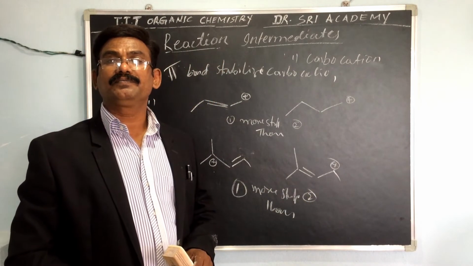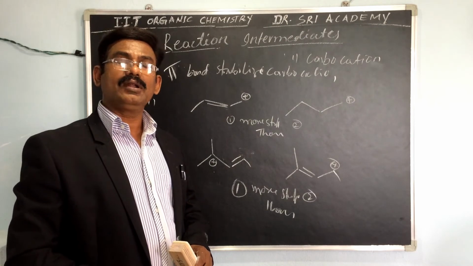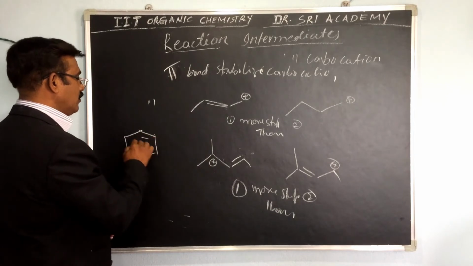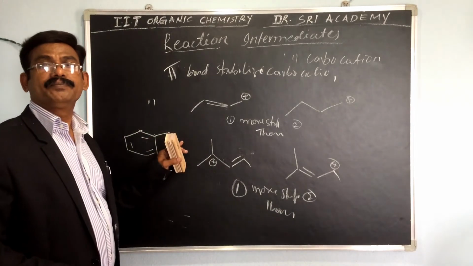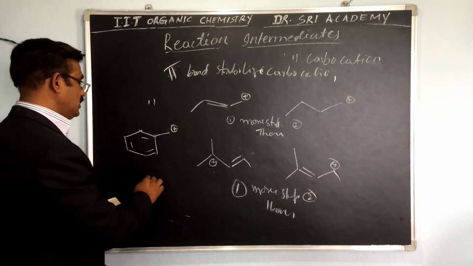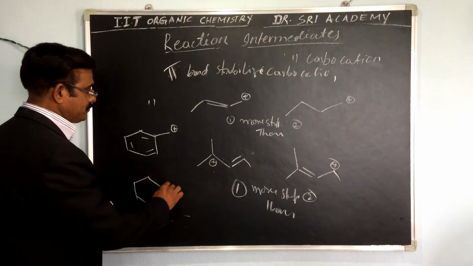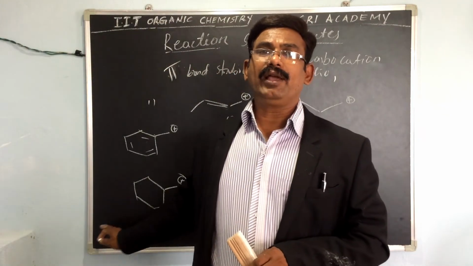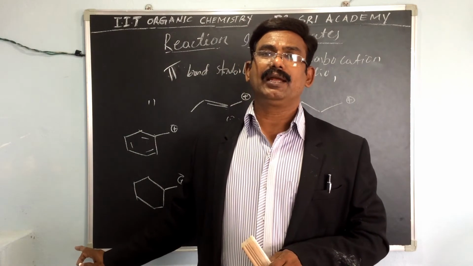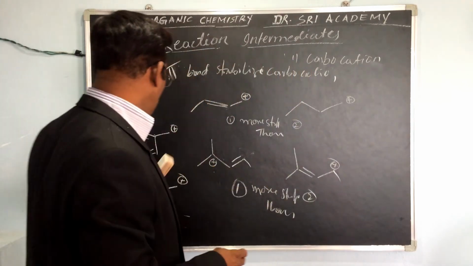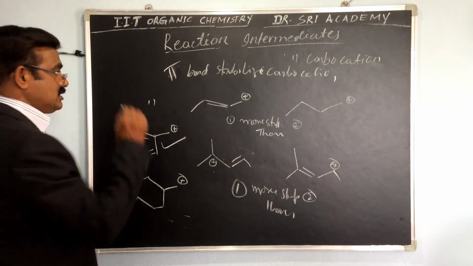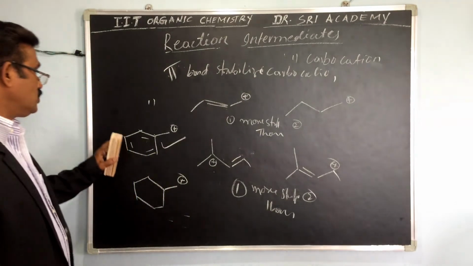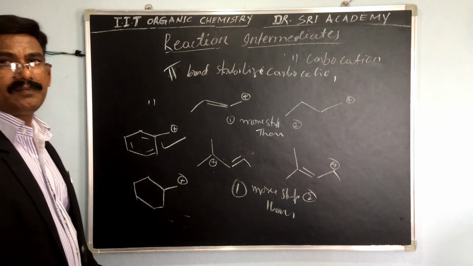These are the examples. I will give one more example: benzene. You have to take benzene with the positive charge, and this one with the positive charge. So among these, the cyclohexane carbocation and the benzene carbocation, which one is more stable? So this is more stable than this one. That benzene is the more stable.